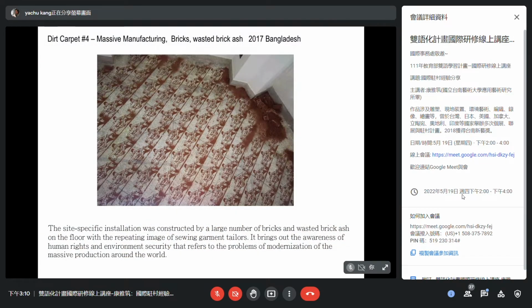And then I did another dirt carpet in Bangladesh. This site-specific installation was constructed from a large number of bricks and waste brick ash on the floor, with a repeating image of sewing garment tailors. It brings out awareness of human rights and environmental security, referring to the problems of modernization and massive production around the world.